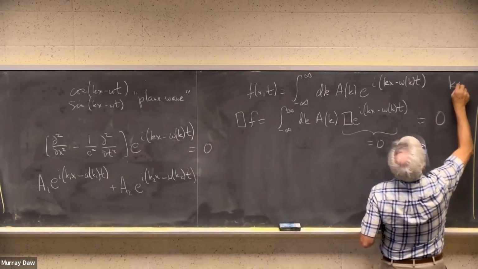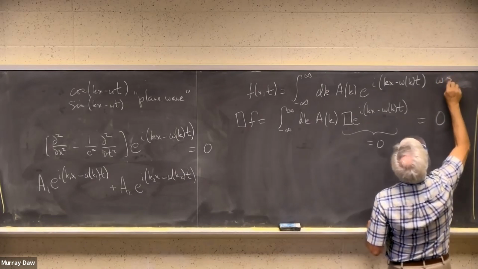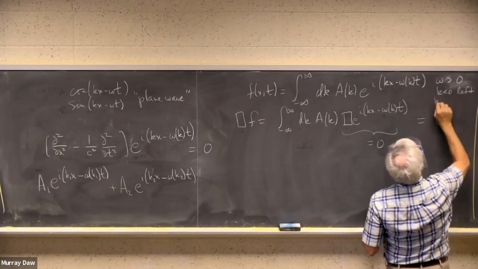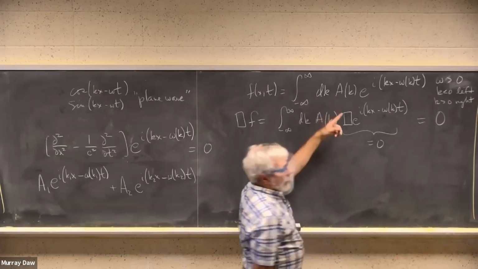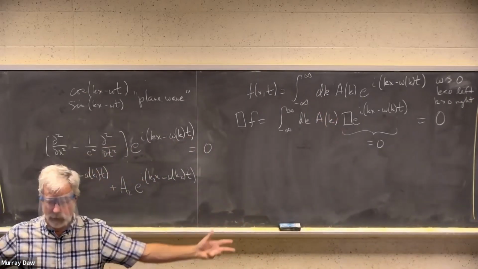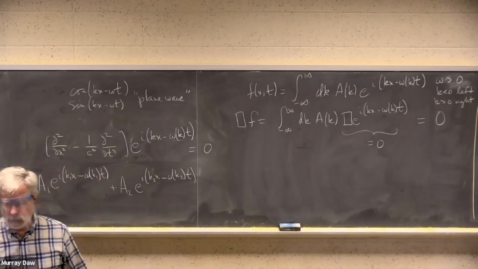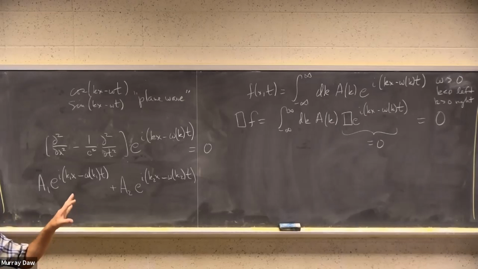You choose omega greater than zero. K less than zero is left traveling, and K greater than zero is right traveling. So this combines left and right traveling waves. So you've got everything possible really with this. Anybody familiar with Fourier transforms? Seen those yet? This is getting us into Fourier transforms. So if you know something about Fourier transforms, this should start to feel familiar.